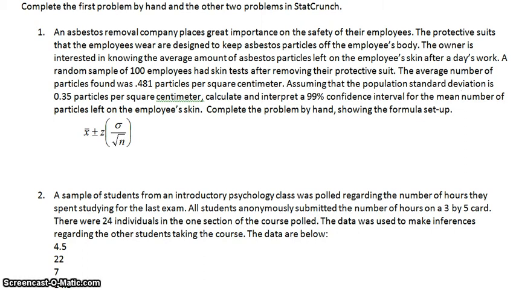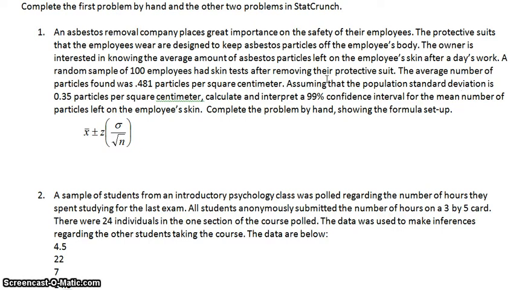Okay, so there were some questions about the confidence interval homework, so I'm making a video to show you how to do those problems. So the first problem, we first need to decide what kind of problem it is. This one is for the mean because they're giving you the mean and the standard deviation. They're asking you to do a confidence interval for the mean.